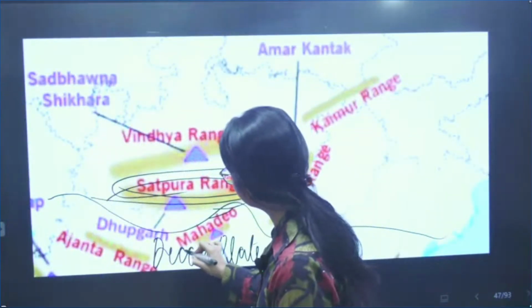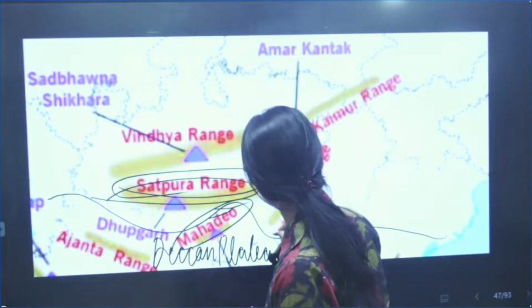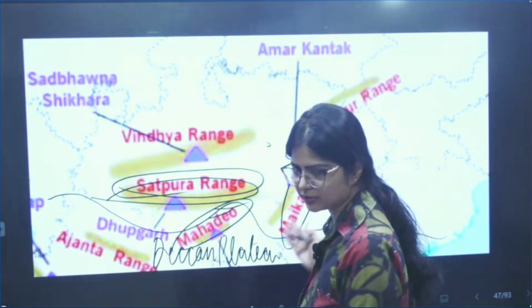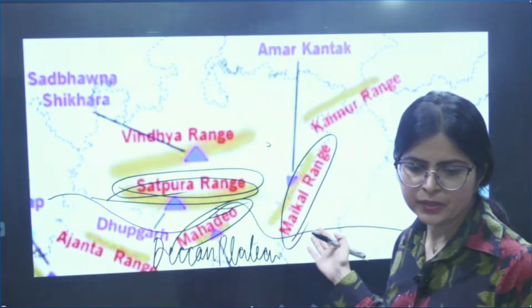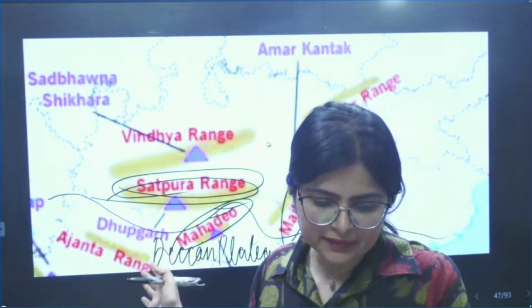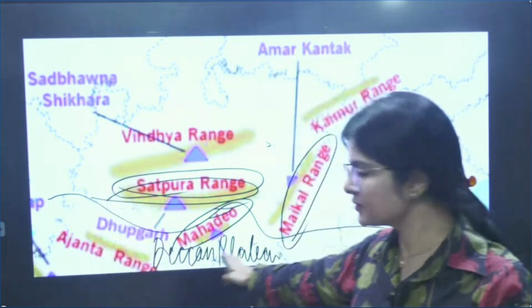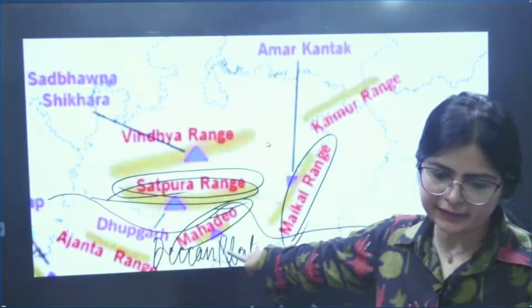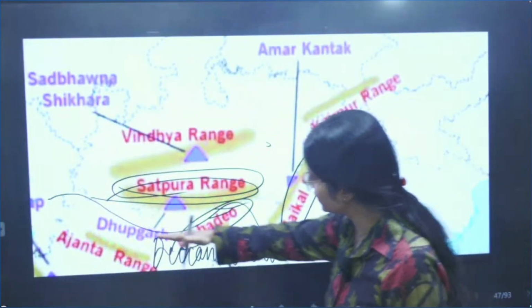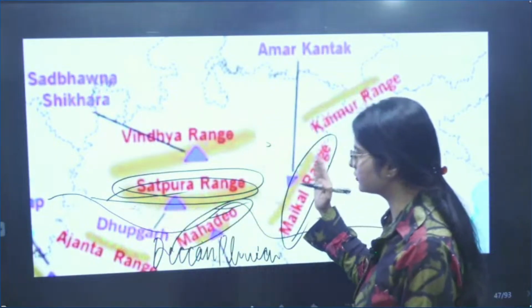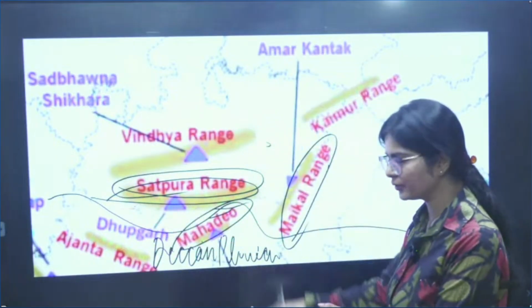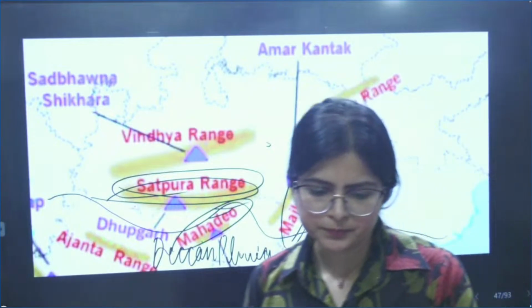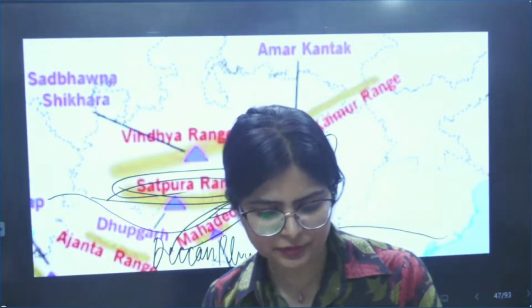It is surrounded by the Satpura range, Mahadeo range in the north, and this is your Maikal range, basically your Chhattisgarh, your Amarkantak Plateau, right? So you can write down here and understand it is bordered by the Western Ghats and Eastern Ghats. Satpura, Maikal, Mahadeo in the north, and after that you are having your Deccan Plateau.